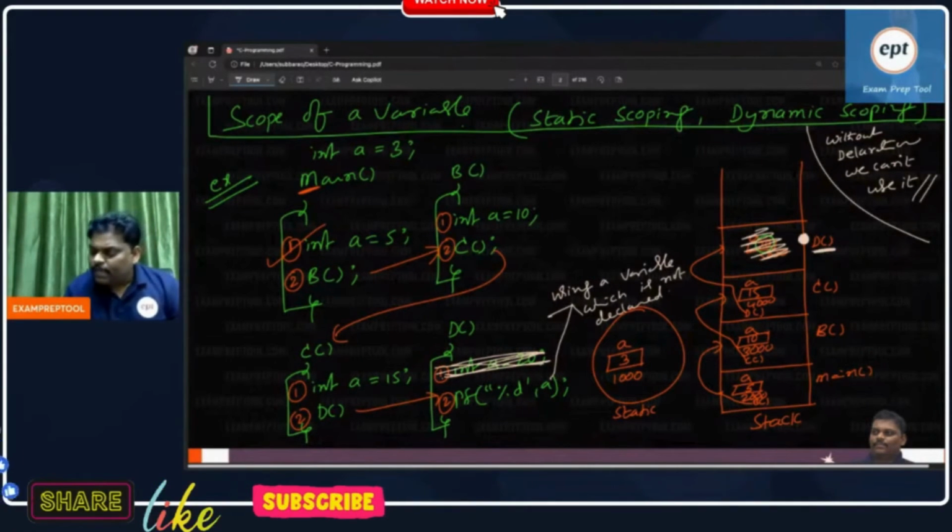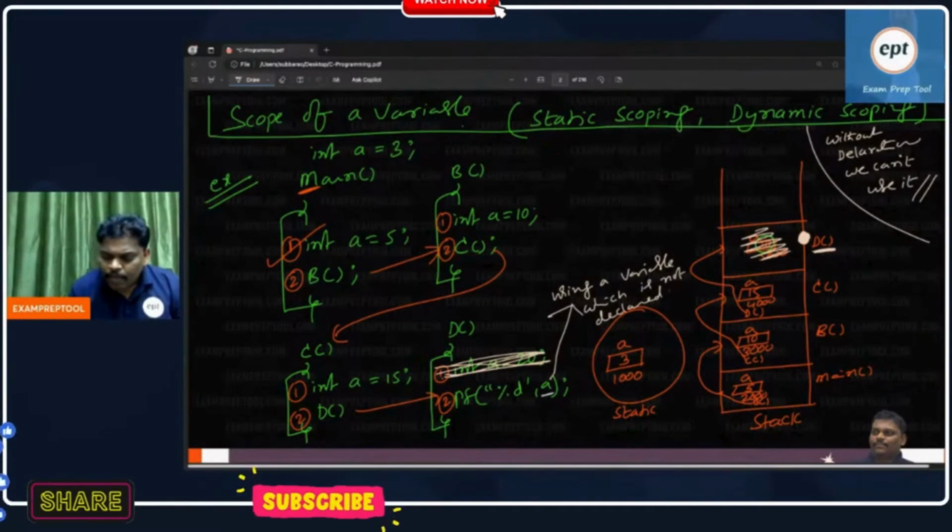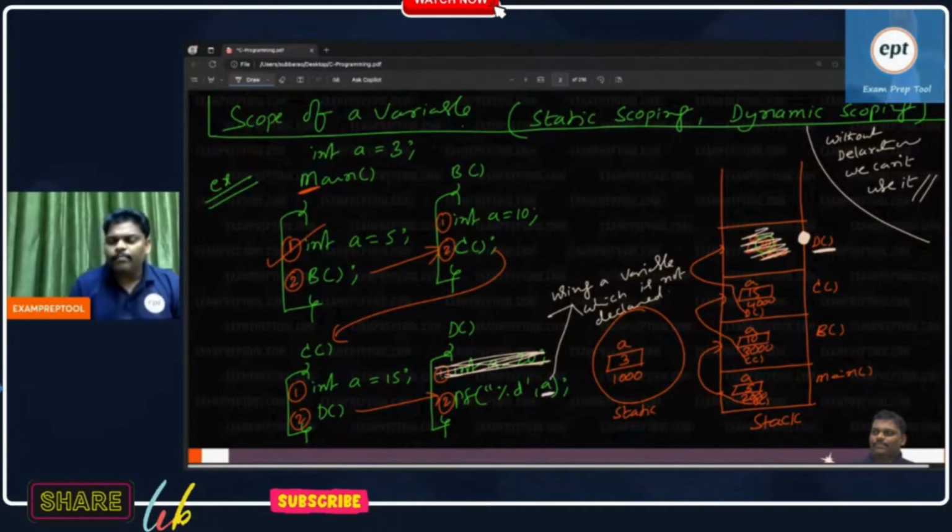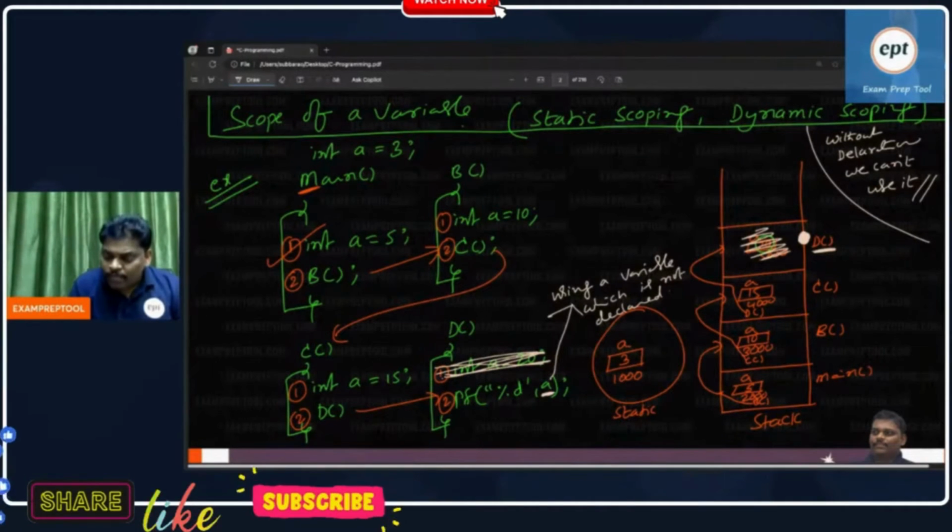Inside the D function, I am saying print A, no A. I don't know from where this A came.